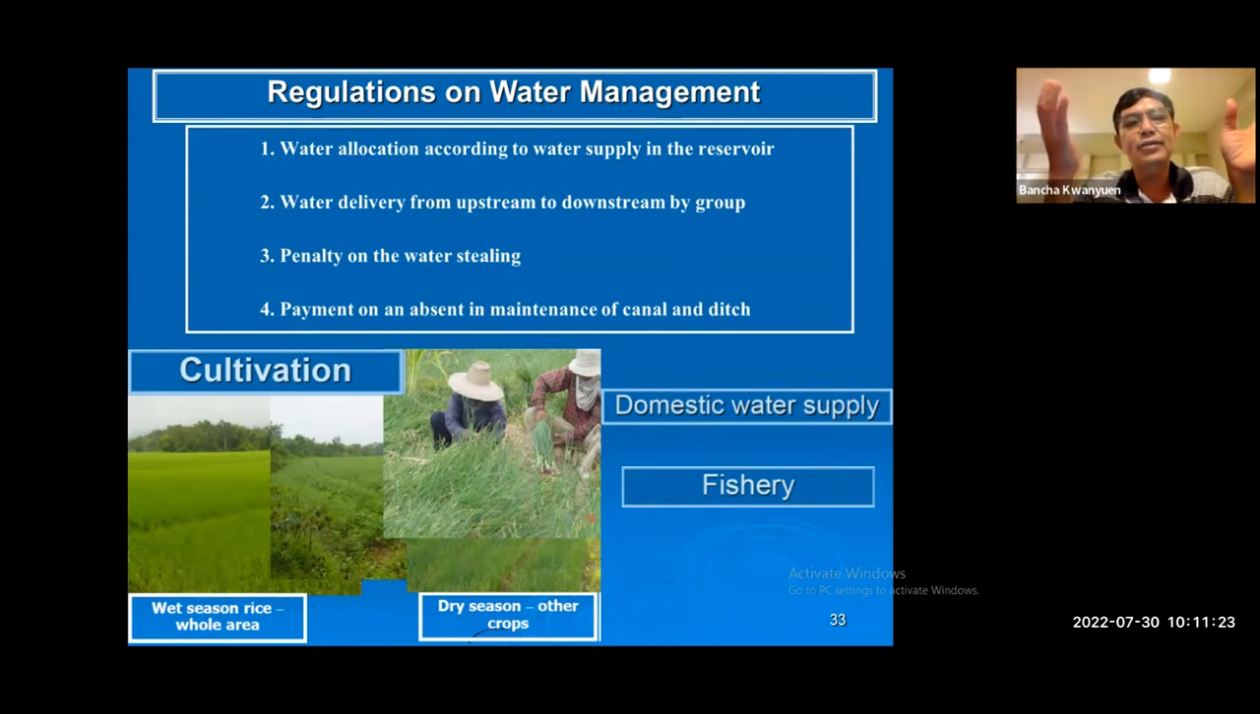regulation themselves. They have regulation on water allocation, and they can have the water delivery. Okay, they can have the penalty on people who are not really following the instruction of the group, and they can have the kind of answer thing like payment for absence. Okay.